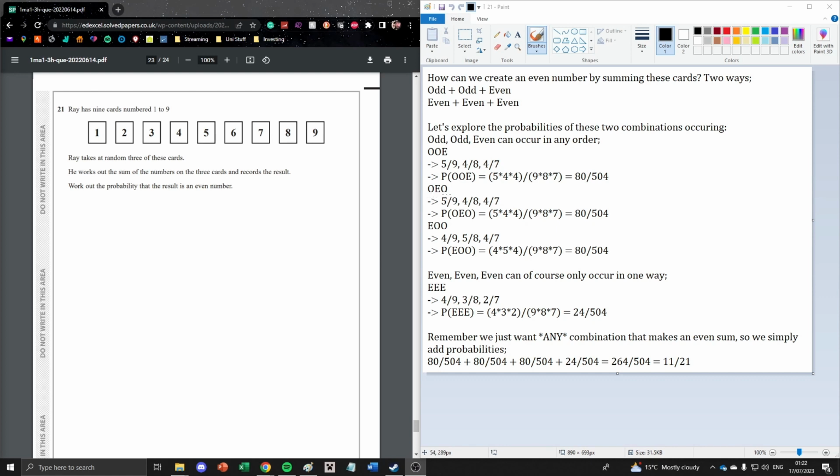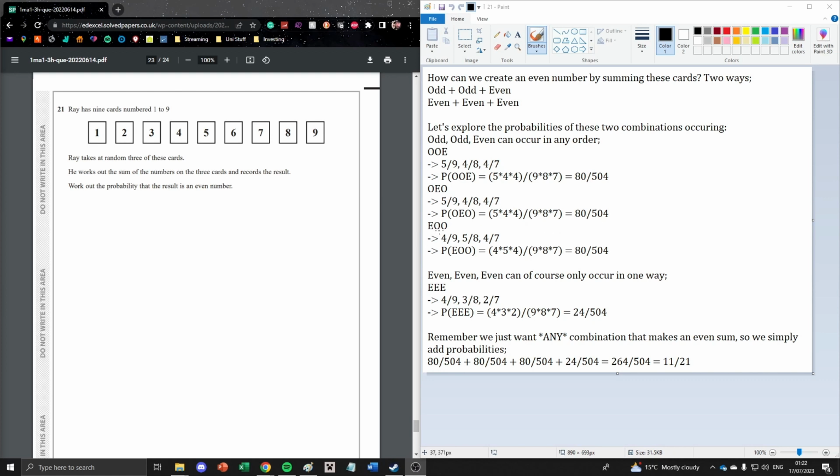Looking at odd, even, odd. Again, to pick an odd number out of these 9 is 5 out of 9. We're then left again with 4 odd and 4 even cards. So the probability to pull out an even card is 4 out of 8. We're then left with 4 odd cards and 3 even cards. So the probability to pull out the odd card is 4 out of 7. So again, that's going to multiply to 80 divided by 504.